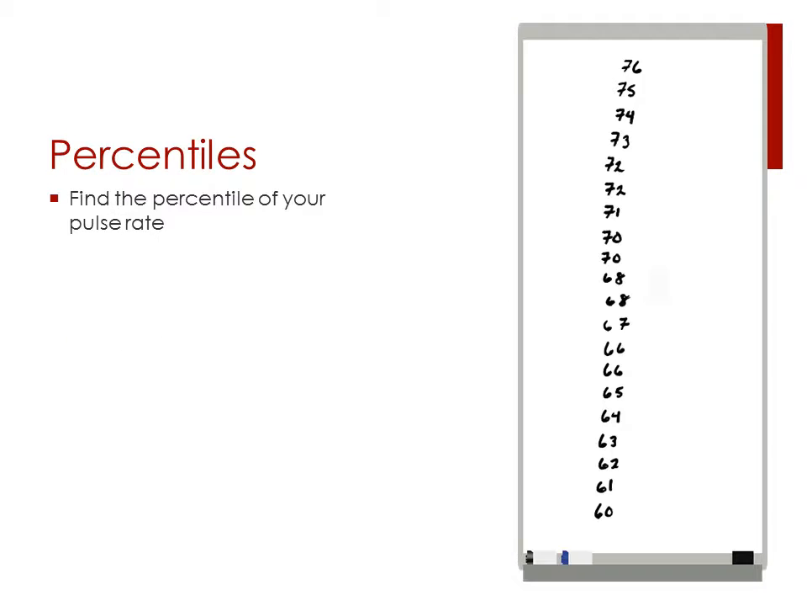Now let's take a look at finding the percentile of our pulse rate. We're going to take a value and go through and find out what percentile it is in this class pulse rate data. The first thing you need to do is get your pulse rate, because right now we're working with data from a different class. So get your own pulse rate, jot that down, and then let's get ready to work through with it.